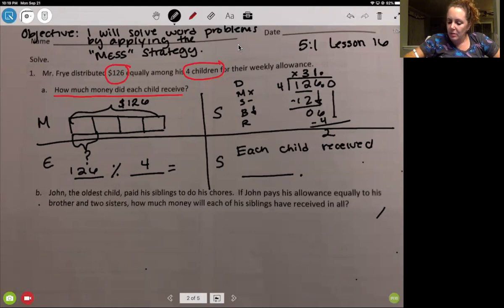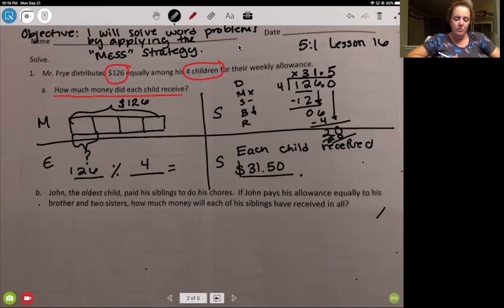So I'm bringing down my 0. How many 4s fit into 20? So 5. 4 times 5 is 20 exactly. So my answer, each child received $31.50. I'm going to add a 0 to make it 50 cents.